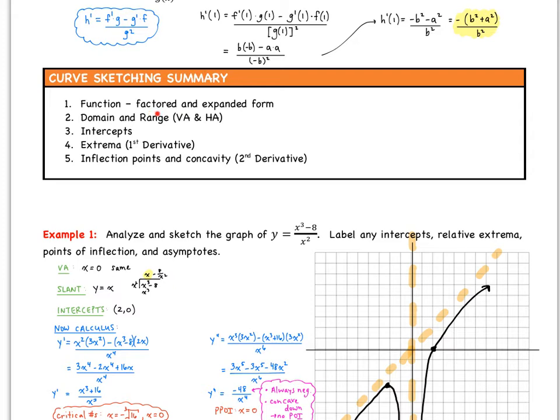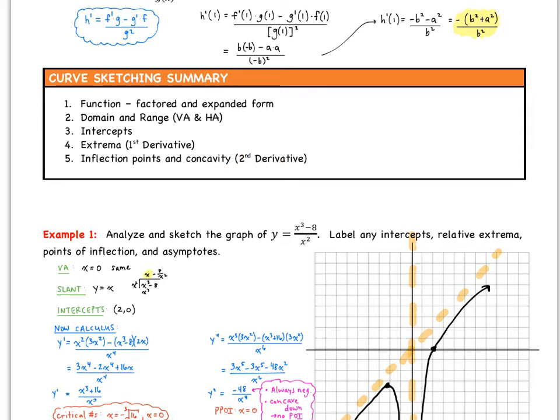It's a function, we can factor it, and we need to talk about the factored and expanded form. We're going to talk domain and range, the vertical and horizontal asymptotes. We need to talk about our intercepts. We'll need to talk about the extrema using that first derivative. And we'll have to talk about inflection points and concavity with the second derivative.